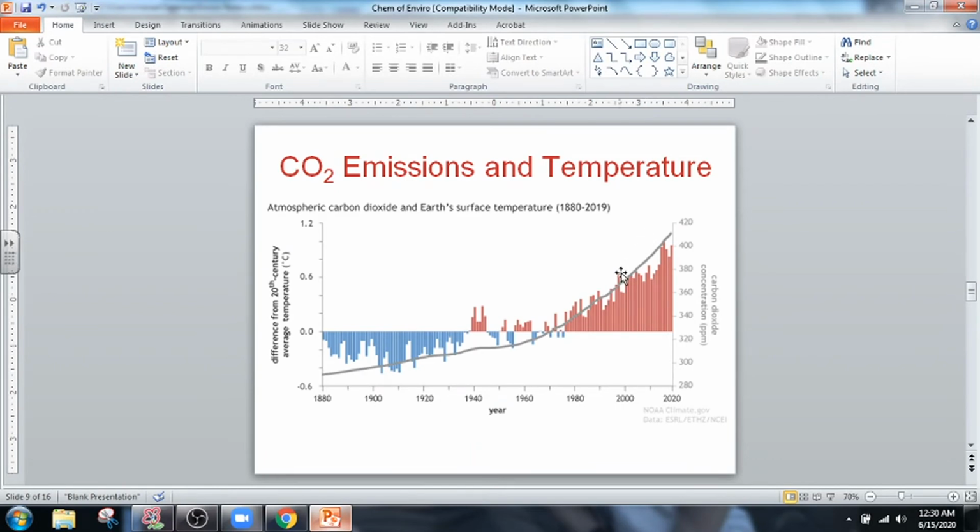Here's another graph that looks at CO2 emissions and temperature. Notice right around here in the 1960s. Now these are deviations from average. So the deviations from average up until the 1960s deviated colder than average, and post 1960s, the deviations have always deviated hotter than average. So these red ones are hotter than average temperatures. And what do you notice right here is our gray line of CO2 emissions. It's undeniable.